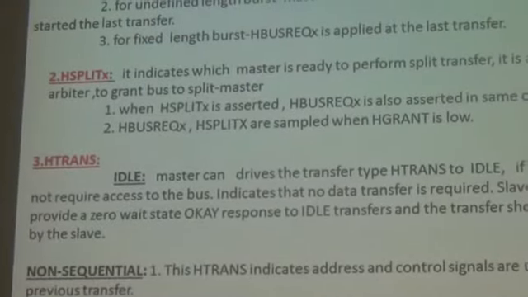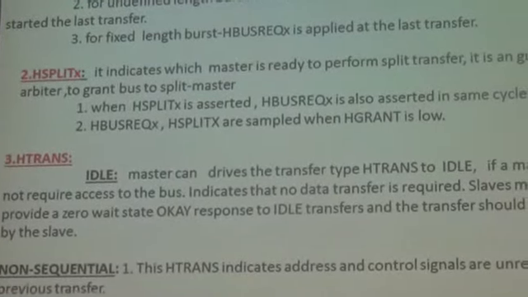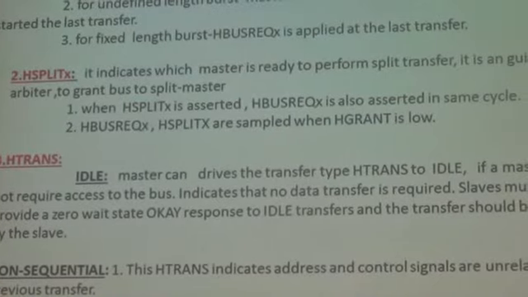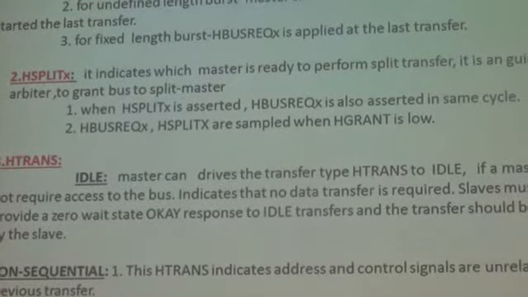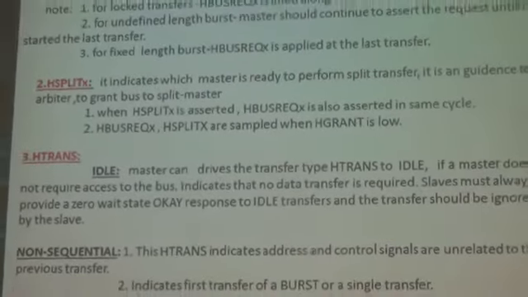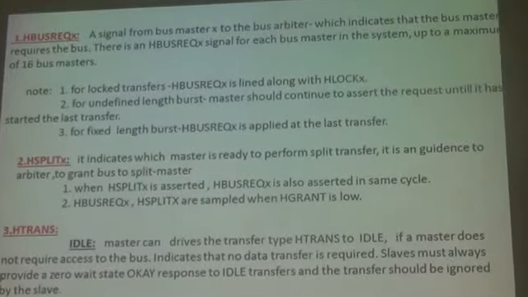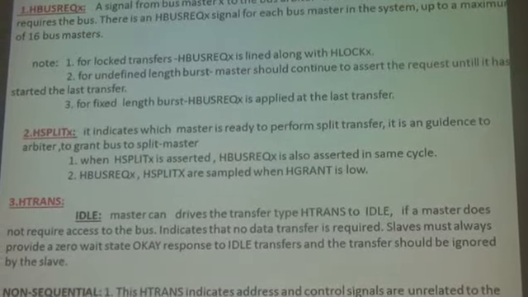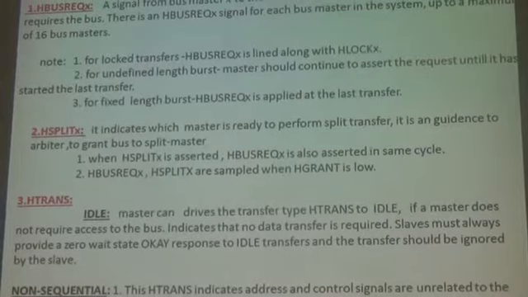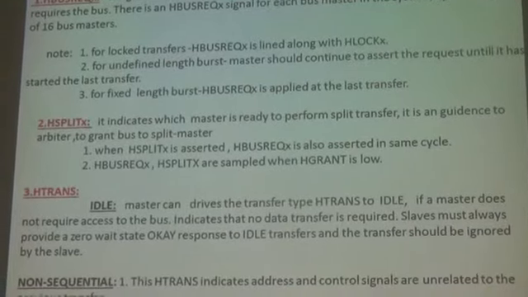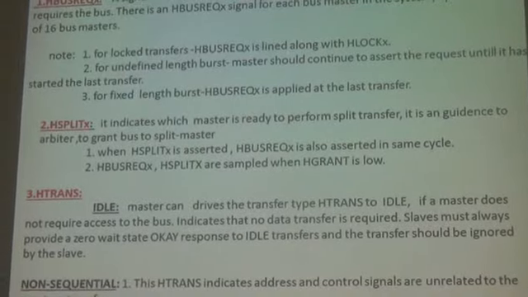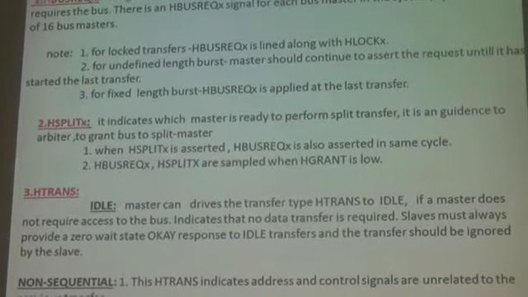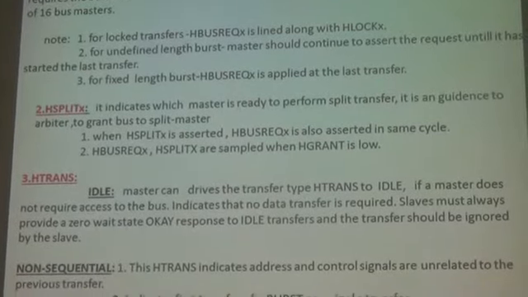That means when the arbiter shows that HGRANT is low, the bus is not allocated to any master. At that time, HBUSREQ will assert the bus request in a normal transfer. While performing a split transfer, when HSPLITx and HBUSREQ are both asserted, this happens only when HGRANT is low.